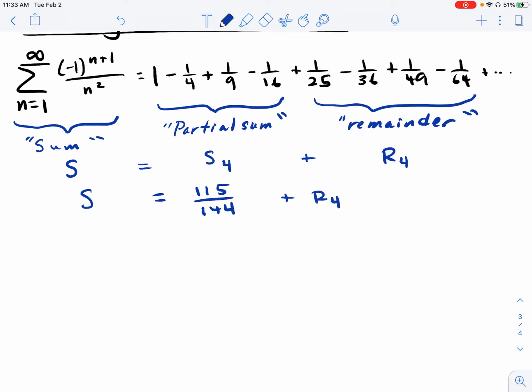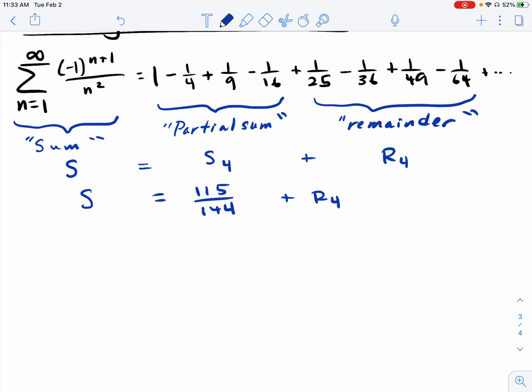All right, so what we're saying is our actual sum is equal to our partial sum, which also works as our approximation, plus our remainder, which is how much we are off by. So just to be clear, our remainder here shows how much our approximation, 115 over 144, is off by from our actual sum.